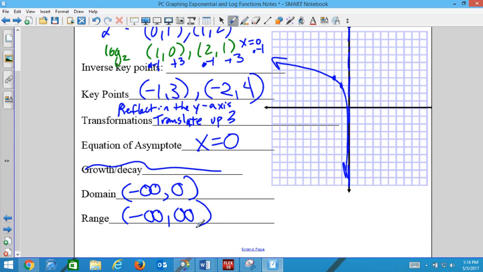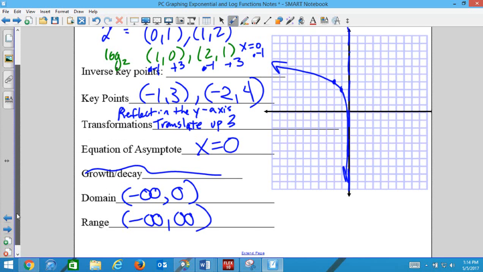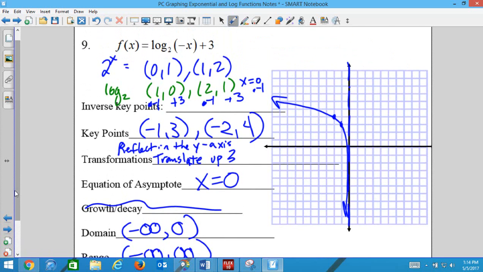Sorry, so the key points, even though they're the inverse of the homework that we just did, they're the key points of the log. Are you talking about these? Yeah, like put the 2 first. You're going to find your inverse points, then you're going to switch them to find the log points, then you're going to do transformations, and that's what goes on the blank. Okay.